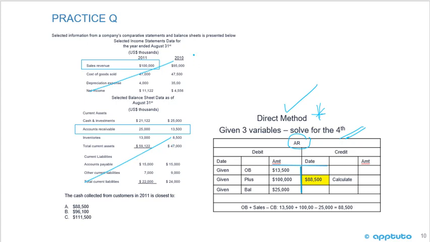and we can see that this is the beginning of the year and this is the end of the year. Just make sure that you get your columns right. We can see at the beginning of the year, we had the end of last year, we had accounts receivable of $13,500.